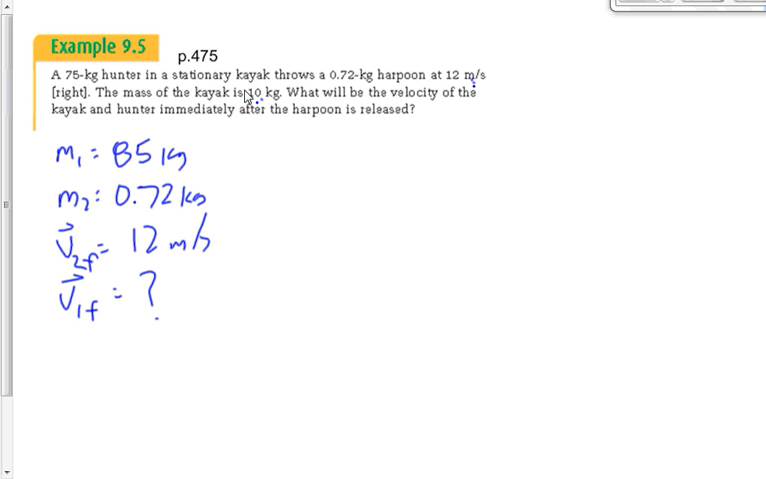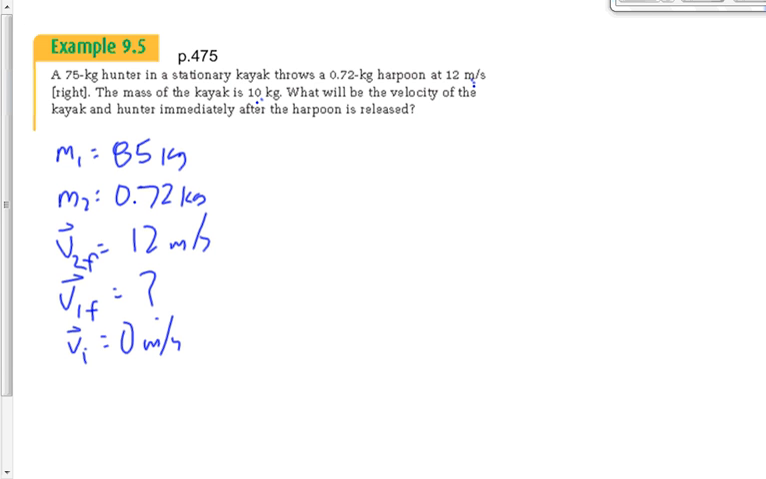V1I would also be 0, right? The guy, the kayak, and the harpoon are all at rest before he throws it. So we're not going to say V1I equals 0 or V2I equals 0. Let's just say VI equals 0. It's okay to separate them like that, but we don't need to, because they're all one object before he throws the harpoon. Let's just say VI equals 0.